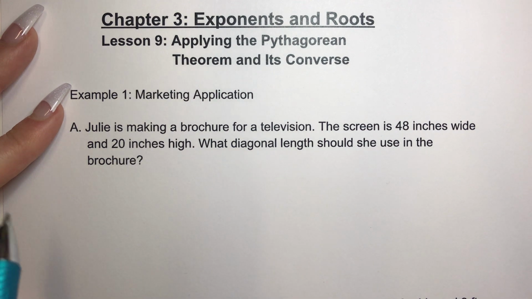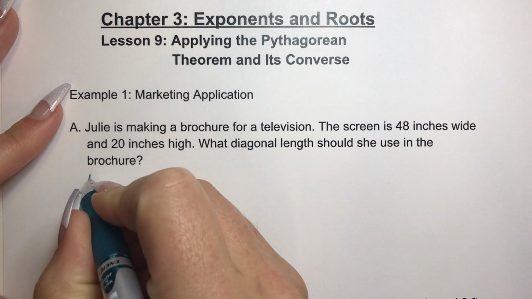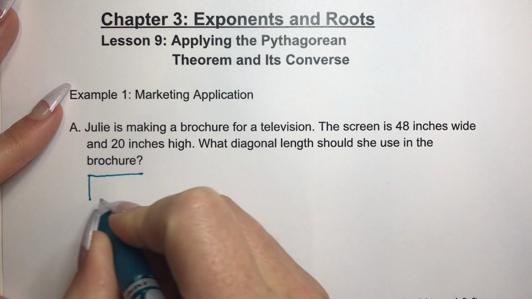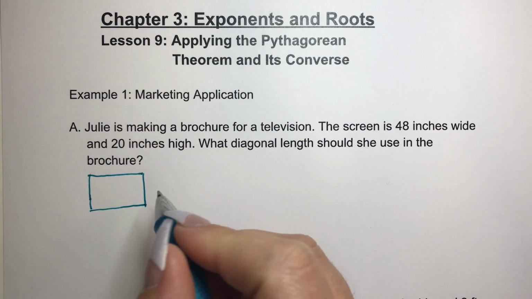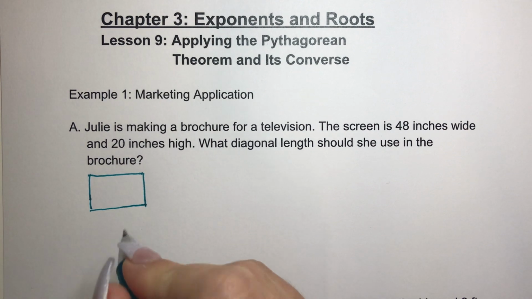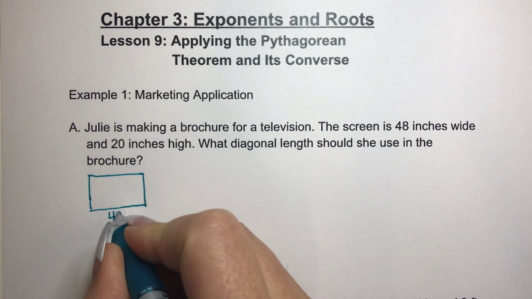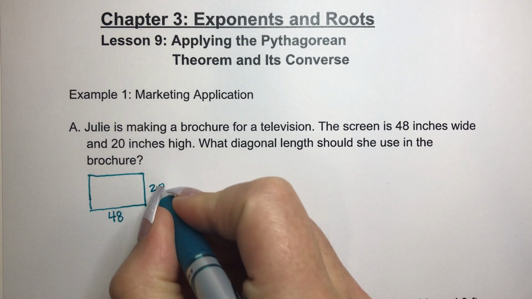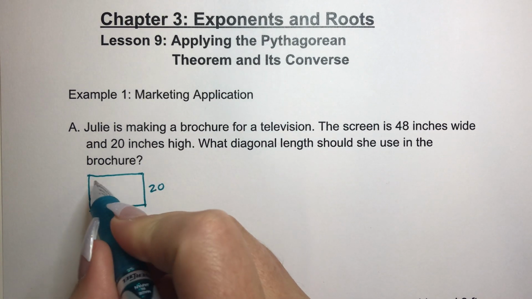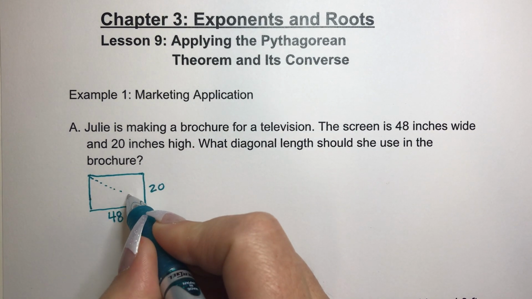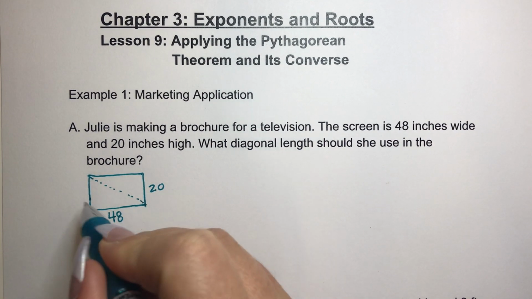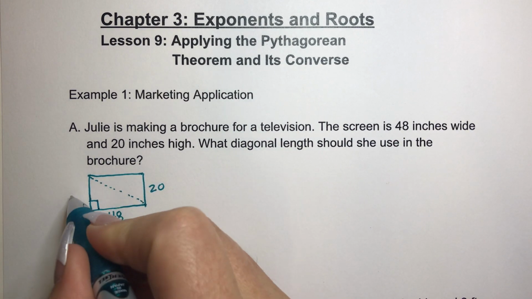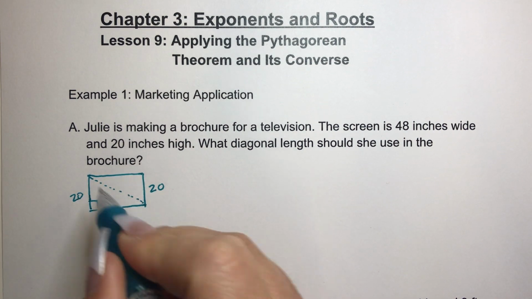So whenever I'm dealing with applications, I really like to draw a picture first, okay? So here is a picture of my TV. It says the screen is 48 inches wide and 20 inches high. What is the diagonal length? In the brochure, she puts the diagonal length here. So if you can see, that creates a right triangle here. I'll put 20 here. And so we just need to figure out what that is.